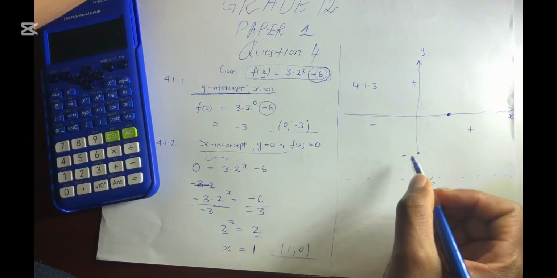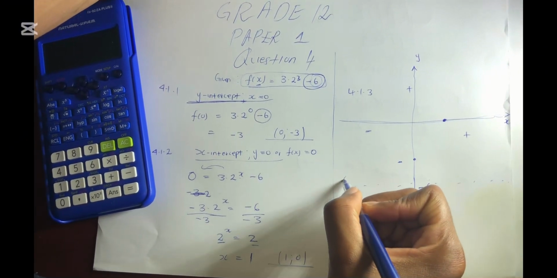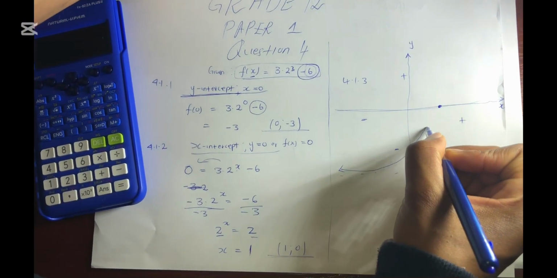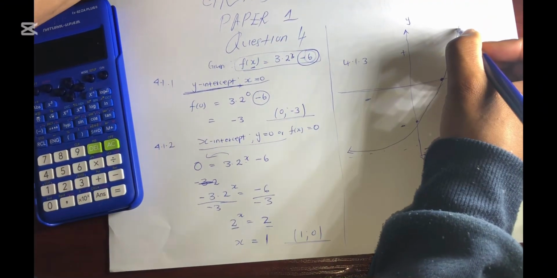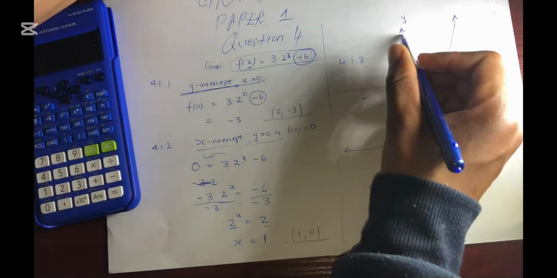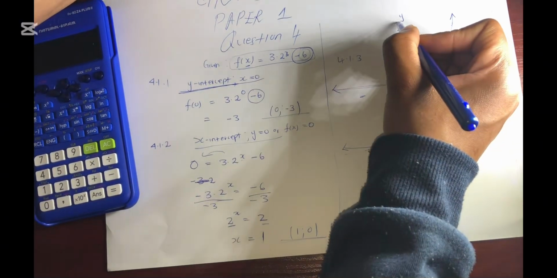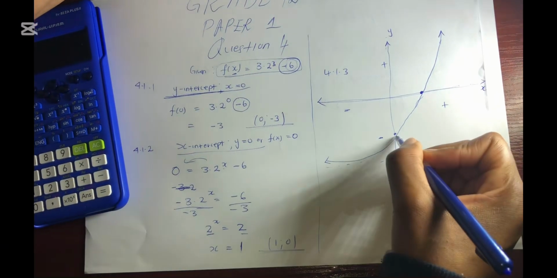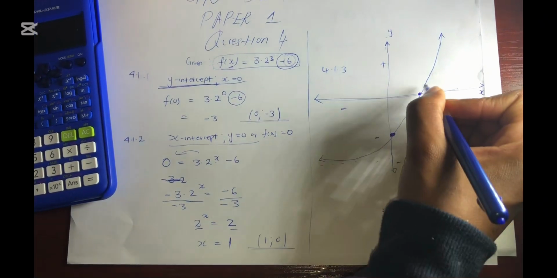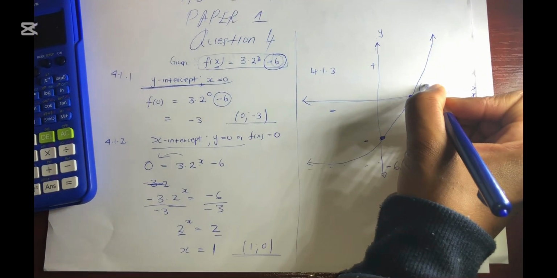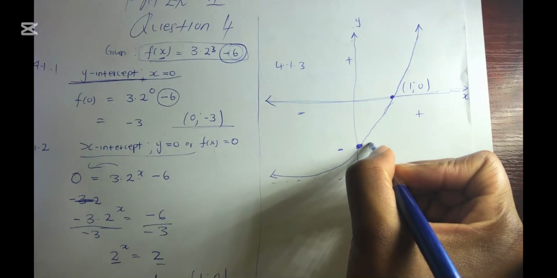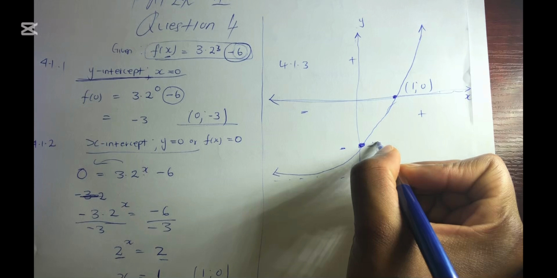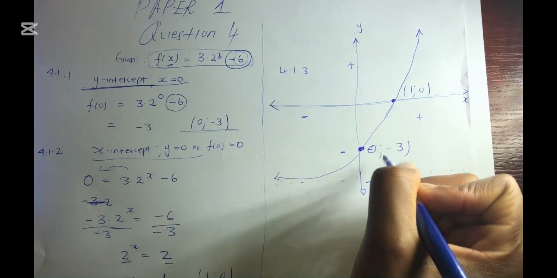To draw it, it must have a curvy shape, but you must use a ruler to draw the asymptotes, and always show your asymptotes. Then you will write the coordinates. Here is 1 and 0, and here is 0 and -3.